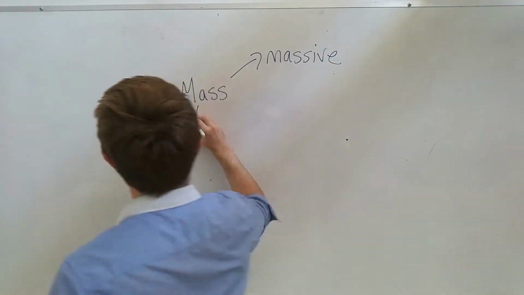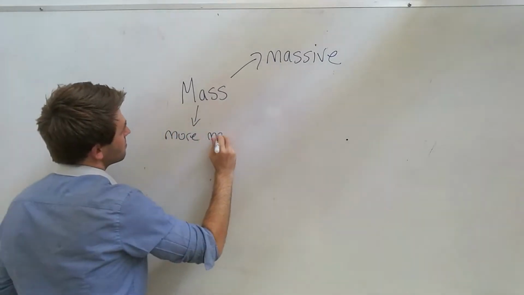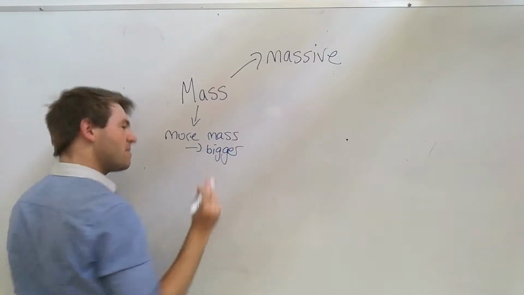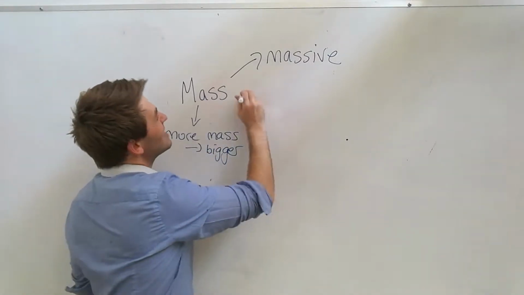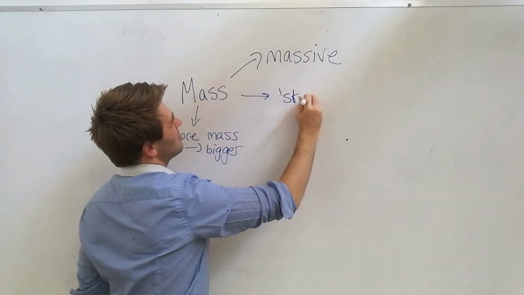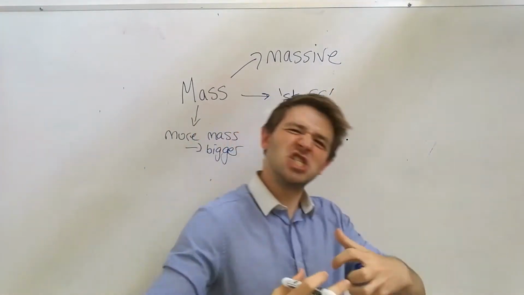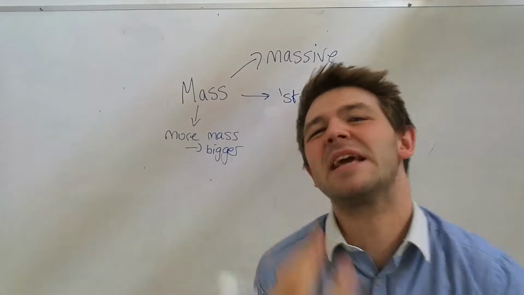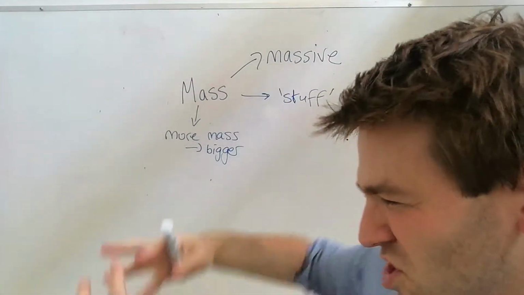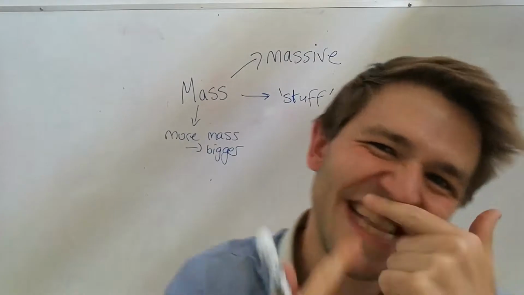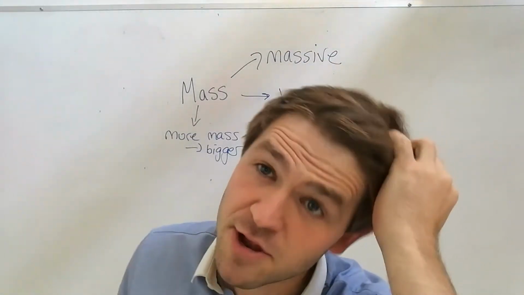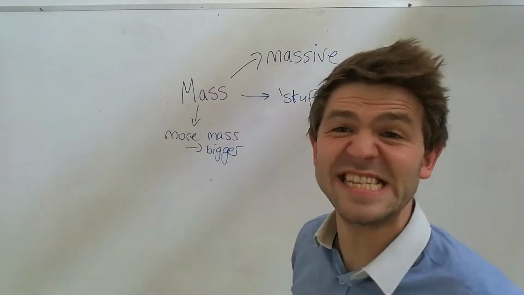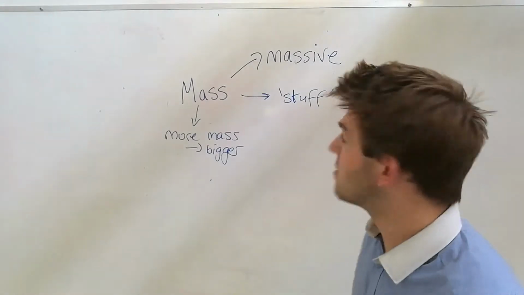Because if something has more mass, it is going to be bigger. That's how mass works. Mass is basically the science word for how much stuff there is. How many atoms there are and how big those atoms are. It could be how much mass the air is, how much mass my teeth are, how much mass my hair is. Probably too much, with all of this gel in my hair. That's what mass is. It's the amount of stuff that is going on.